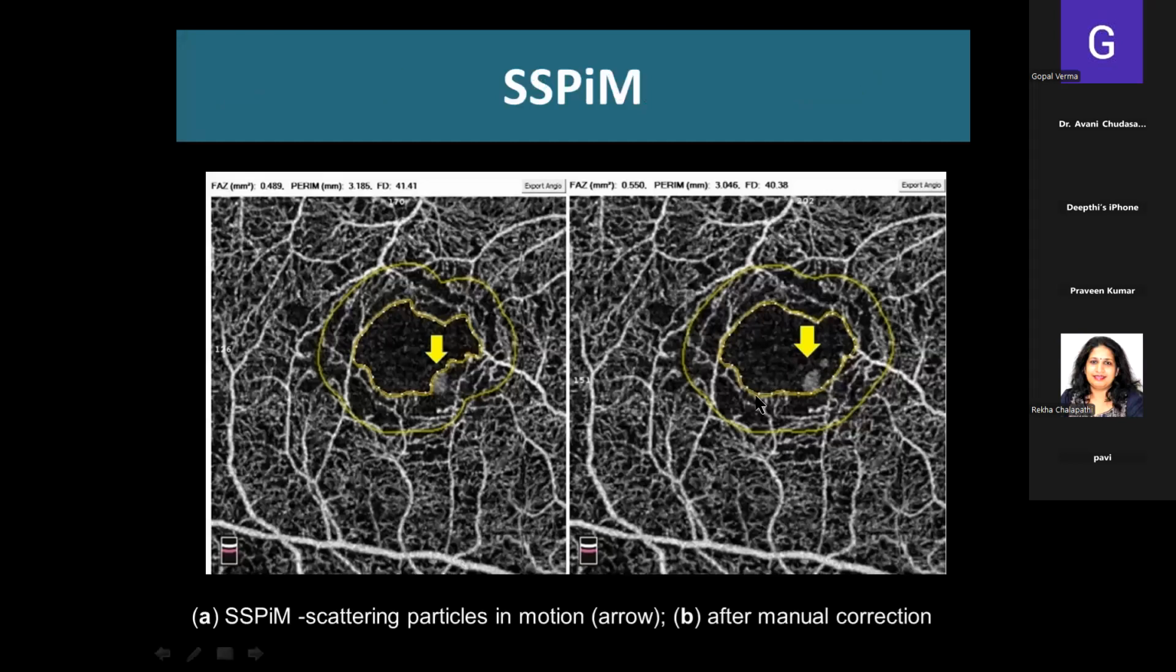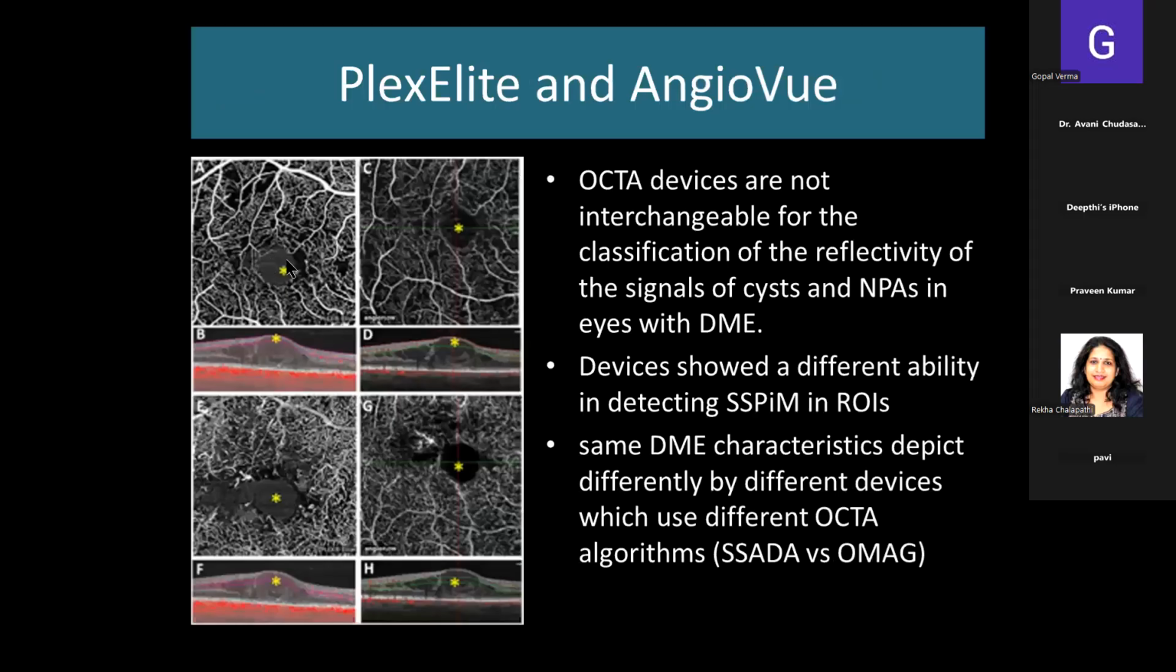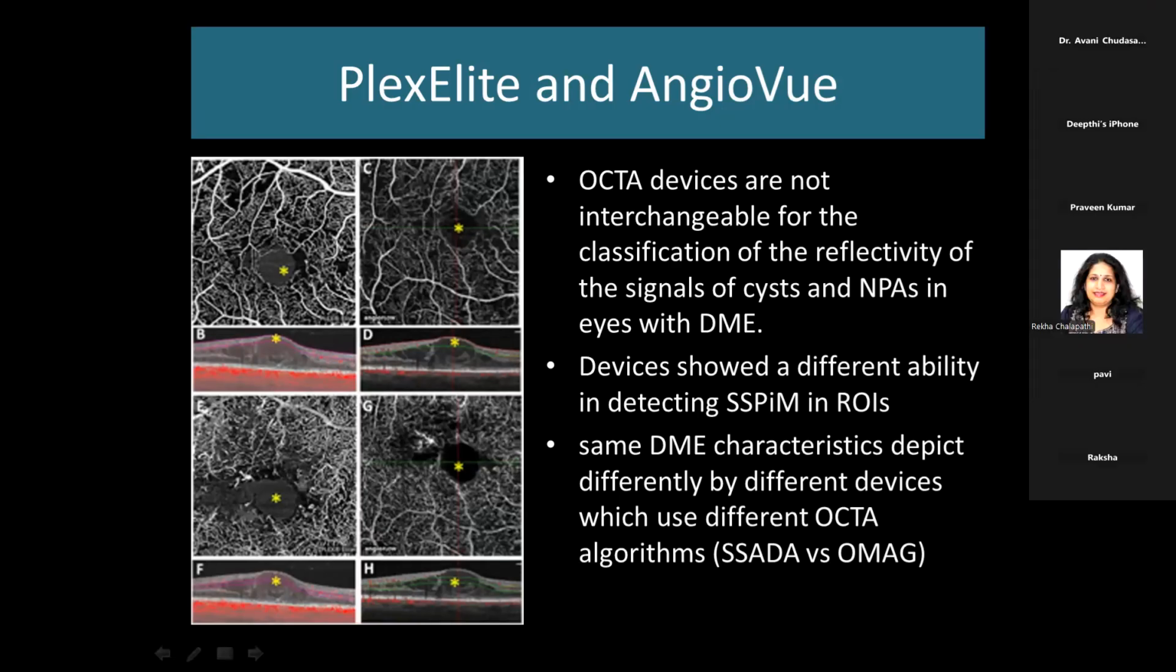It can be corrected. Another important thing, why I told you about inter-device variability, is that you can see here an area of foveal avascular zone. Look at the reflectivity in a PlexElite machine. Look at the reflectivity in an AngioVue machine. Each one has a different reflectivity because the algorithm used in each machine is different. For example, the PlexElite may use a split-spectrum amplitude decorrelation, and AngioVue may use the OMAG algorithm. So one should be very careful with inter-device variability.